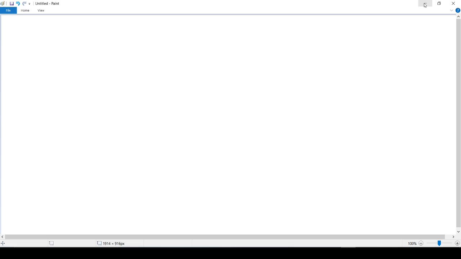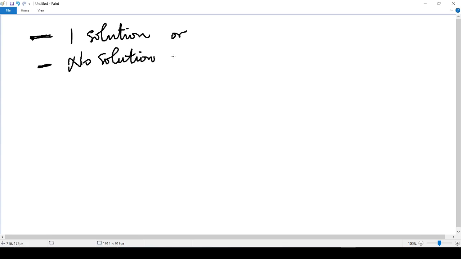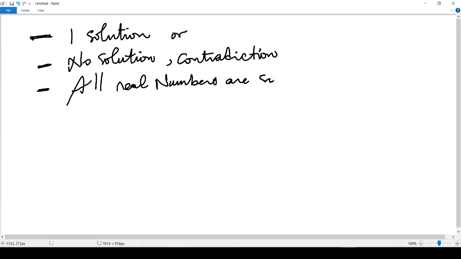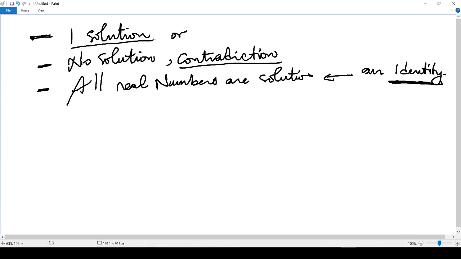In summary, solving linear equations in one variable can return three types of solution, right? First, the equation can have one solution. Second, the equation has no solutions, and we call it a contradiction. And third, all real numbers are solutions, and for this equation, we say that it is an identity. Okay, so we have identity, contradiction, and one solution.